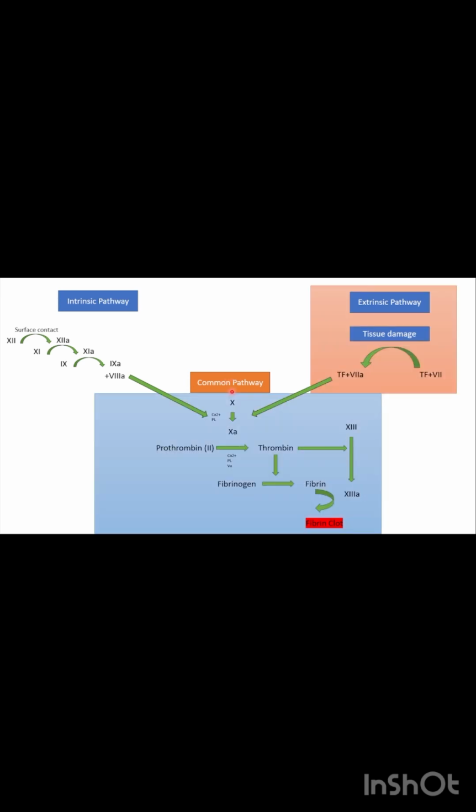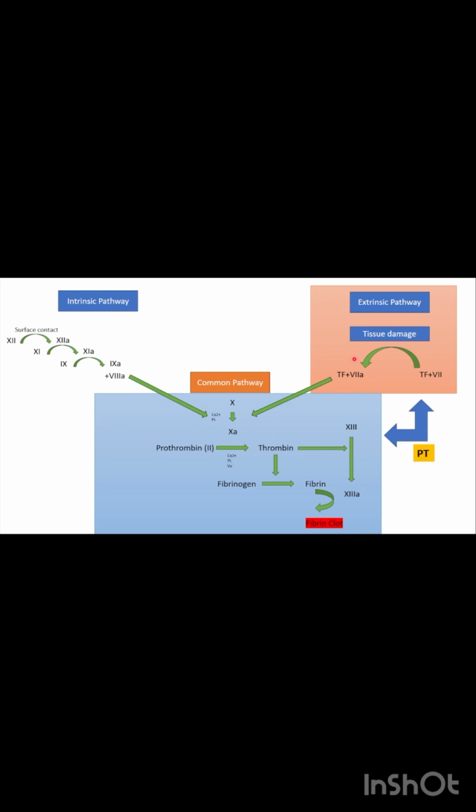Now the intrinsic pathway, which I'll show you in a separate video, leads to formation of 9A and 8A, which further activates and forms factor 10A. Now, as both the intrinsic pathway and the extrinsic pathway converge on this point, this is called the common pathway. When we talk about the extrinsic pathway as a whole, it includes the extrinsic pathway proper along with the common pathway, and this is measured by the prothrombin time, which is PT.